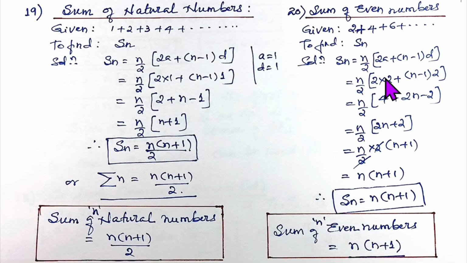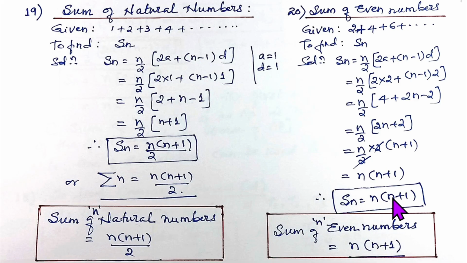Substituting the values of a and d, that is n upon 2 in the bracket 2 into 2 plus n minus 1 into 2, gives us n upon 2 in the bracket 4 plus 2n minus 2. Simplification further gives 4 minus 2 is 2, so 2n plus 2, and n upon 2 into 2 in the bracket n plus 1, that is n in the bracket n plus 1. So the formula is Sn is equal to n in the bracket n plus 1. Therefore the sum of even numbers can be found by the relation n into n plus 1.